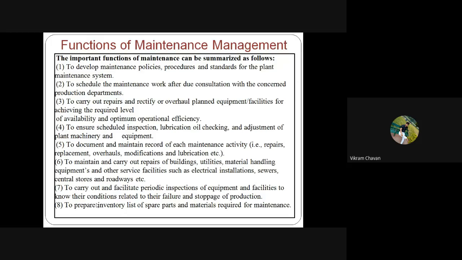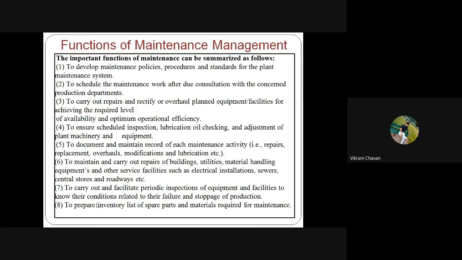Then problems related to material handling. Service facility: if you want to install any electrical pole, it is also considered under the maintenance department.